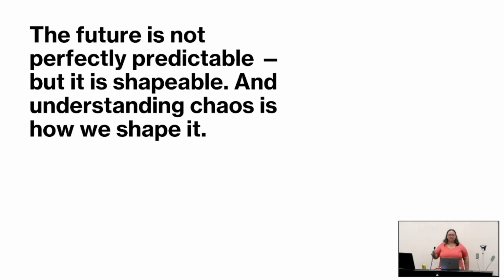If you walk away with one idea, let it be this. The future is not perfectly predictable, but it is shapeable. And understanding chaos is how we shape it. We can't make the future predictable, but we can make it reliably bounded. In Lorentz's universe, reliability comes from design, not prophecy.